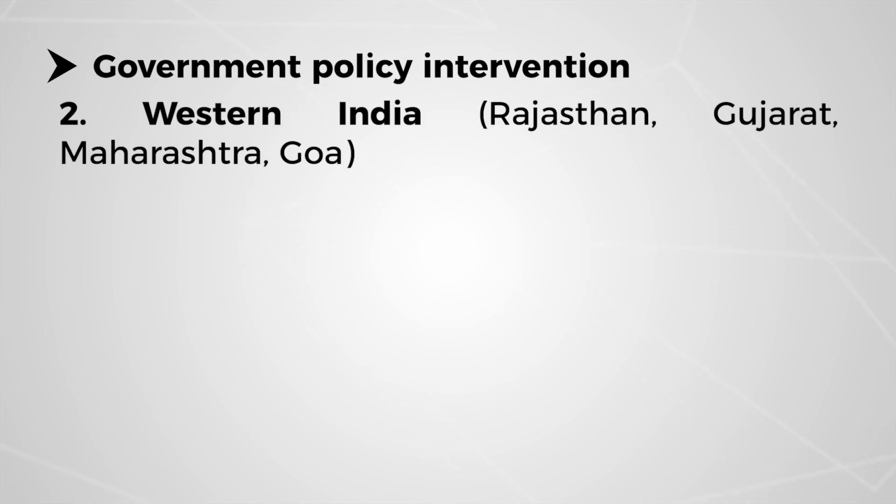It restricted cars on the road based on their registration number on a specific day. So then we have Western India, for example regions like Rajasthan, Gujarat, Maharashtra and Goa. What are the policy interventions?